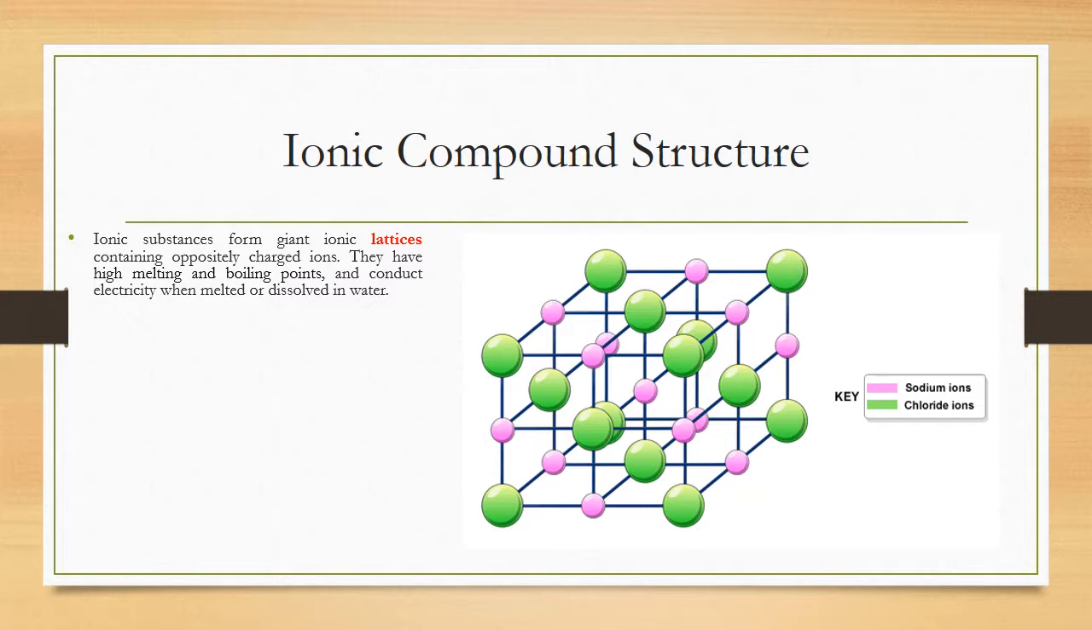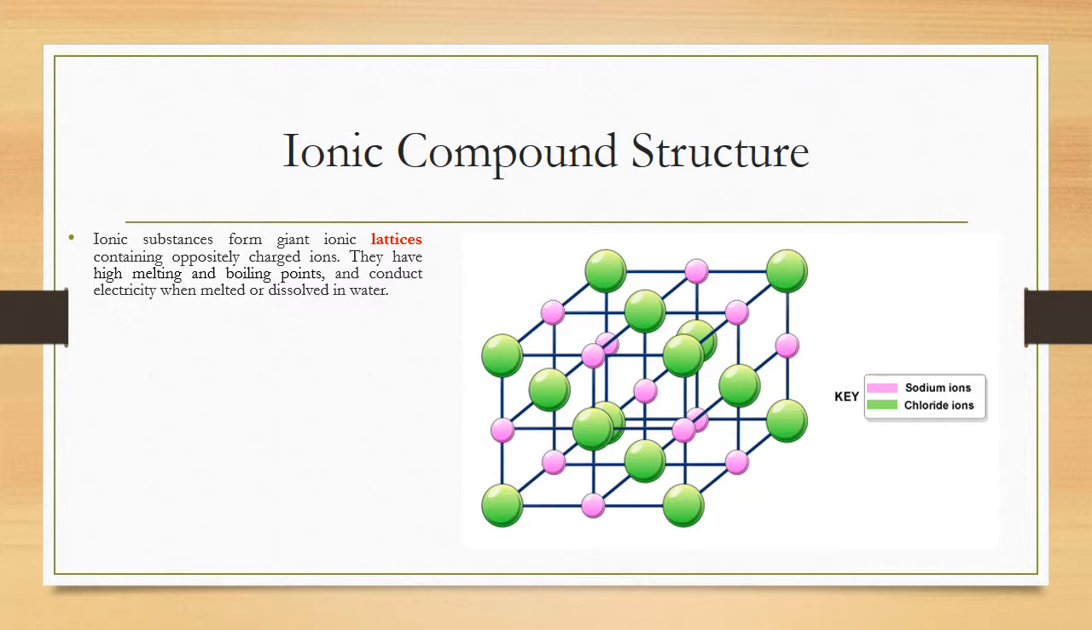And ionic substances like sodium chloride form giant ionic lattices containing oppositely charged ions. They have high melting and boiling points and conduct electricity only when melted or dissolved. They don't conduct when they are solid.